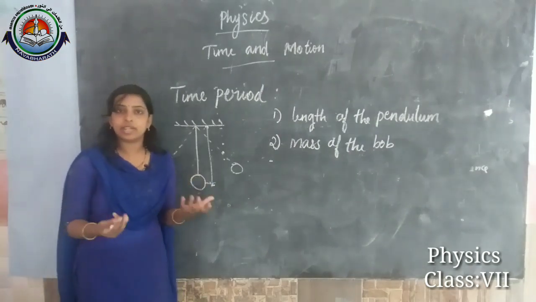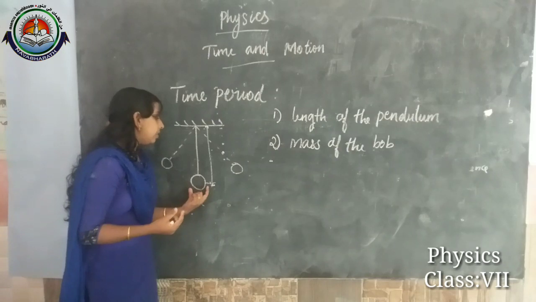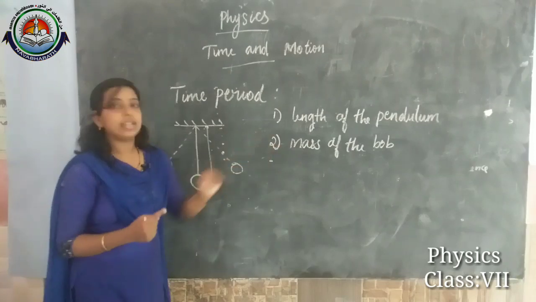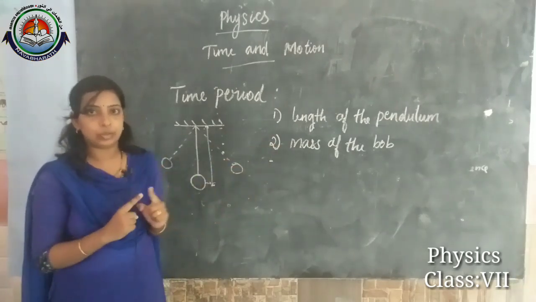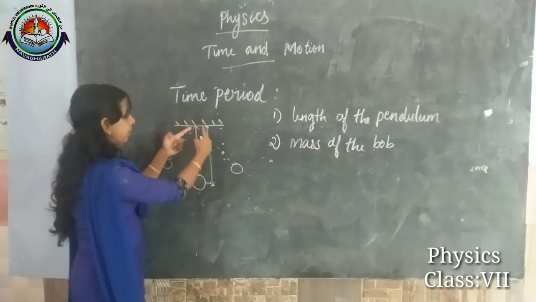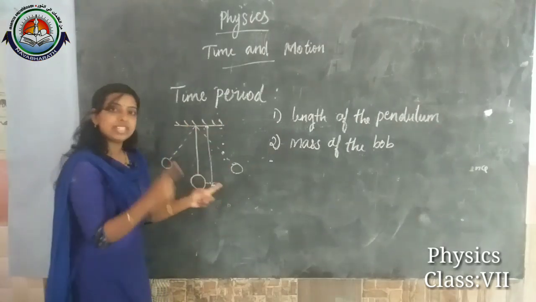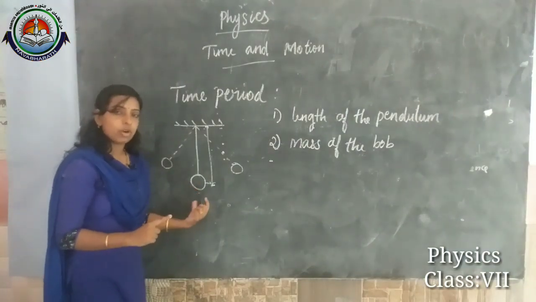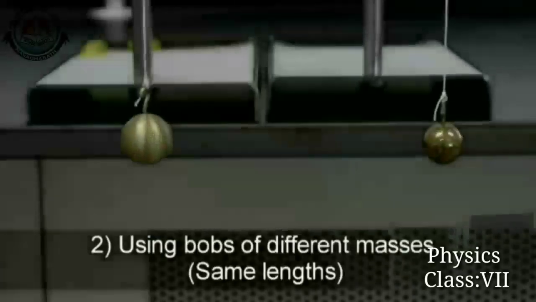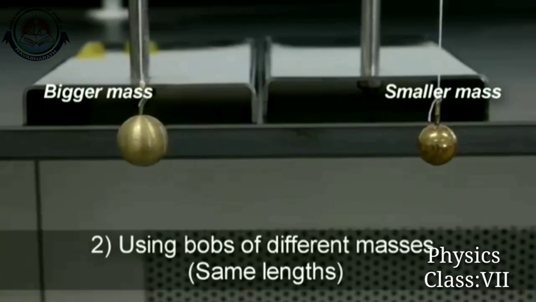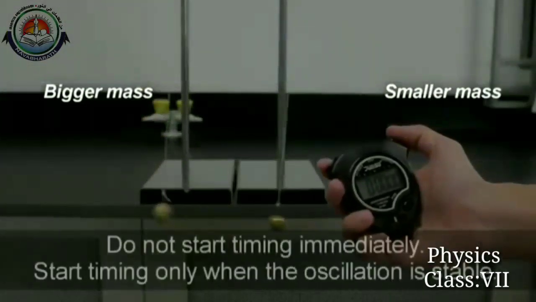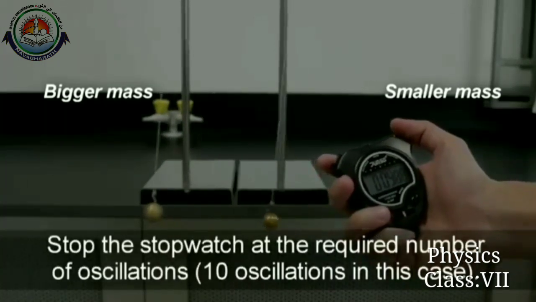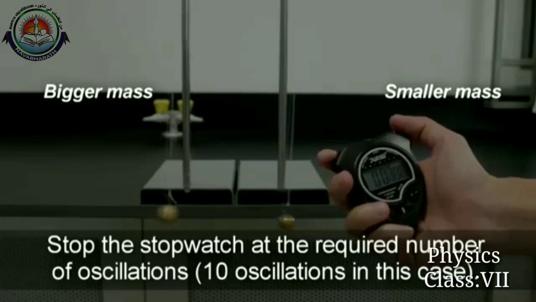That means weight. Normally we can consider, as I told you, that this bob is made up of a metallic board. In the second case, what do we have to take? We are taking two pendulums, and the length of the two pendulums will be the same, but the difference is only in the mass. One is with a smaller mass and the other one is bigger. Now you can see here we have two pendulums of the same length and different mass, and we are taking both pendulums to the same extreme position and we release them at the same time.